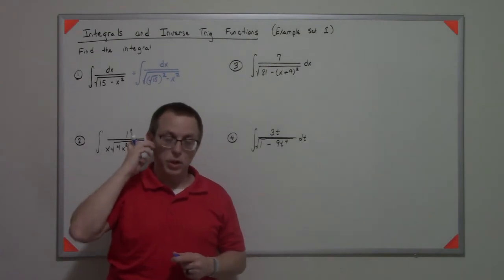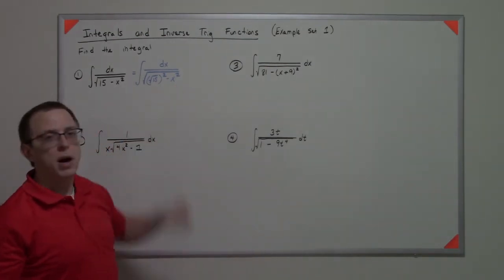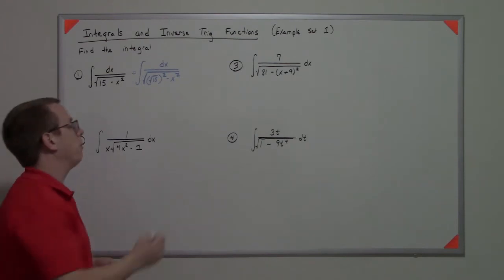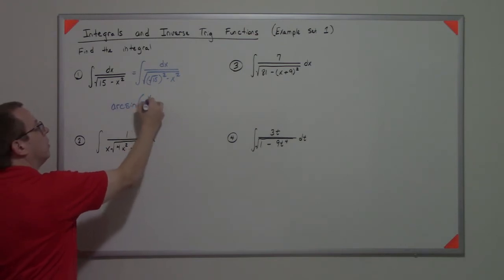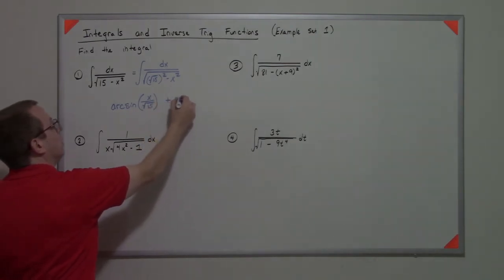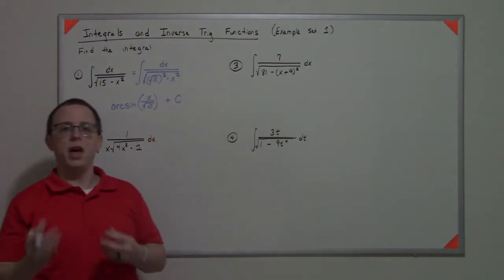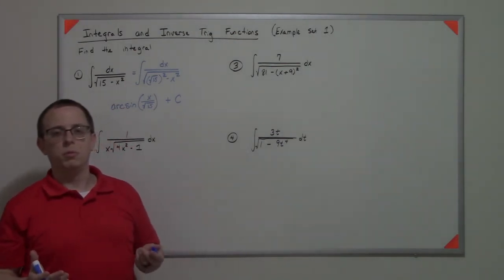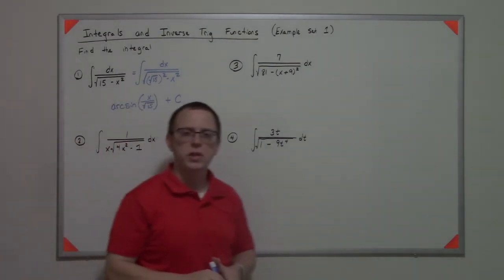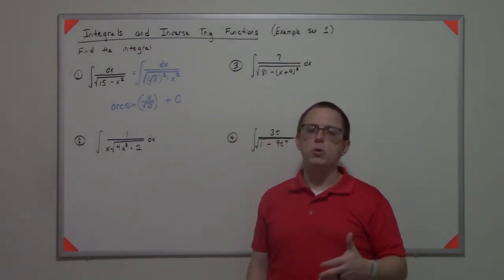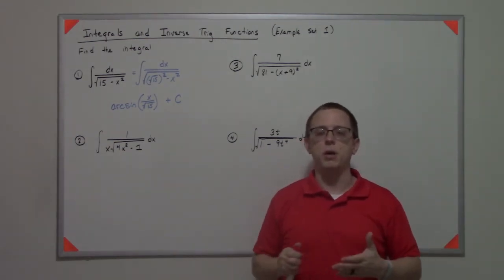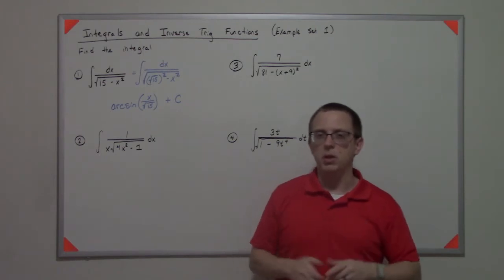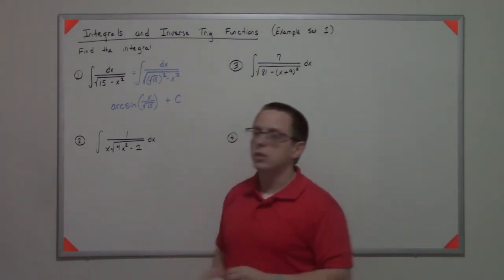Since I have a squared minus x squared, that tells me that a is the square root of 15, giving me arcsine of x over the square root of 15 plus c. That's a trivial example, but most of these types of integrals use some sort of simple algebraic manipulation to force them into a template.